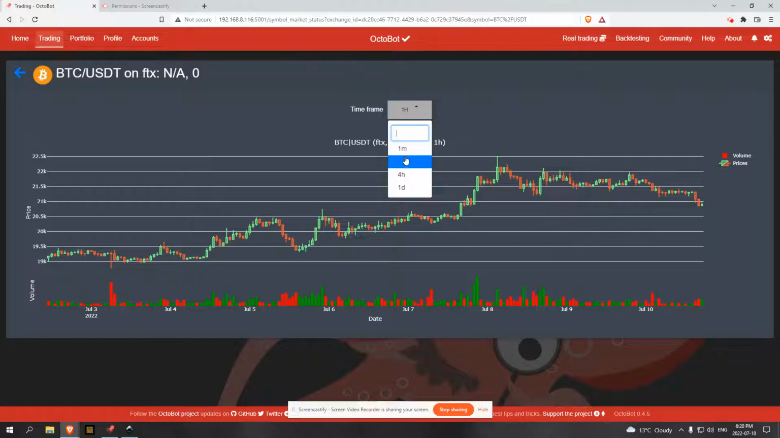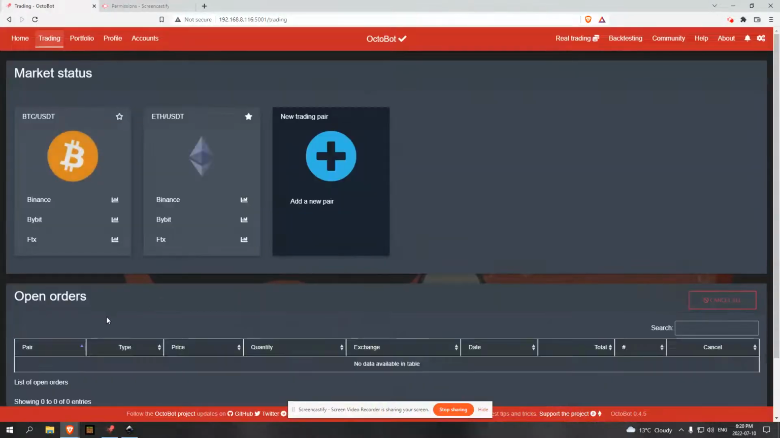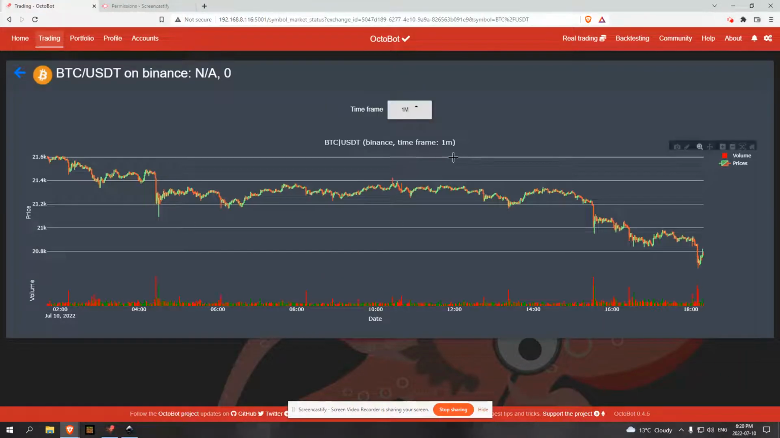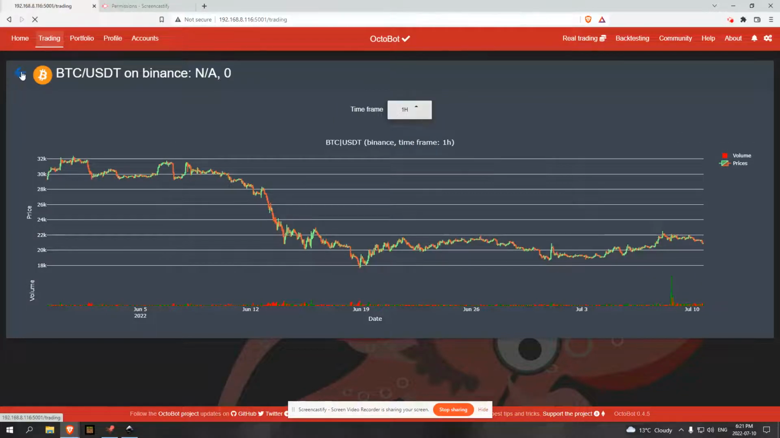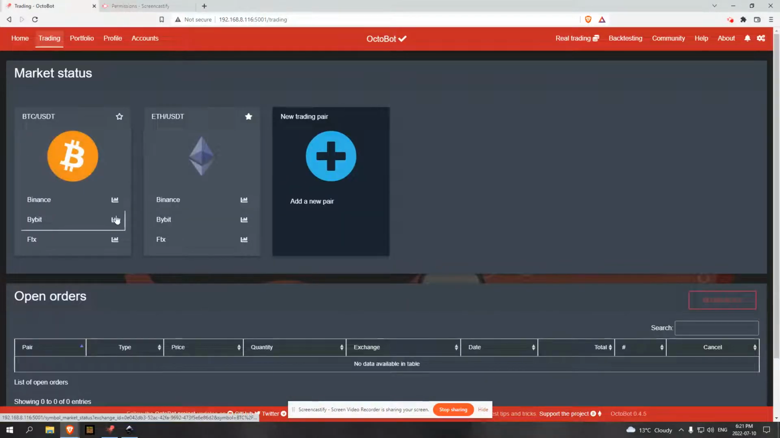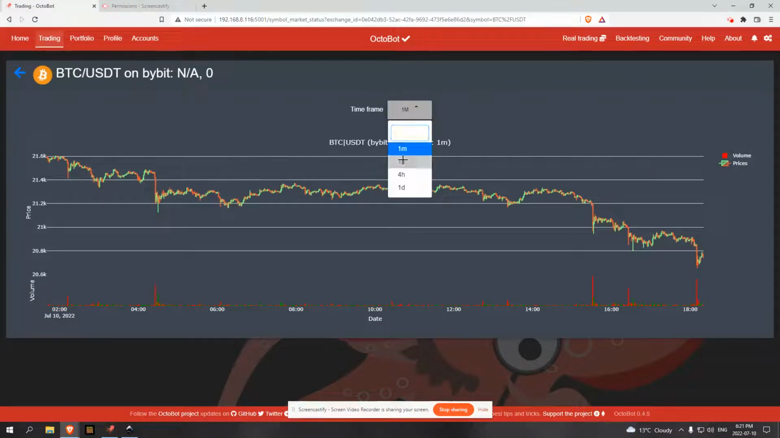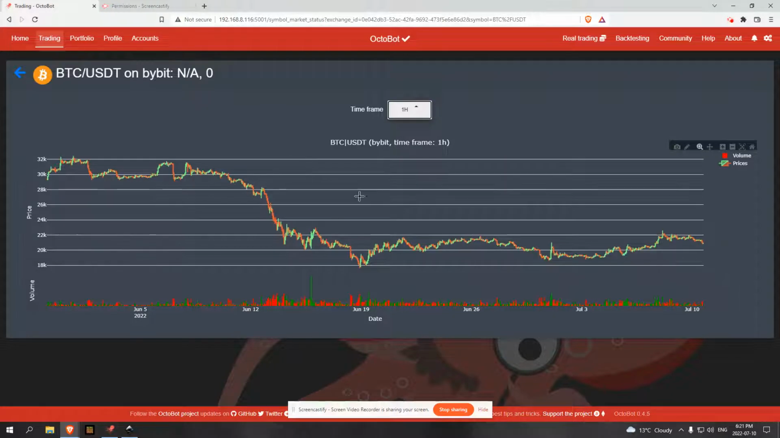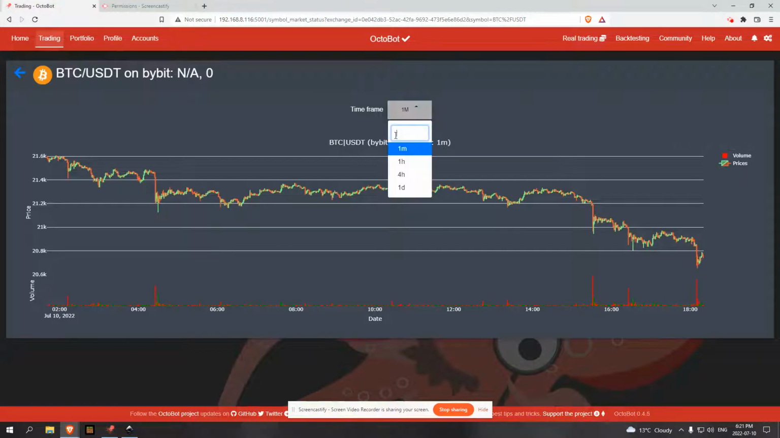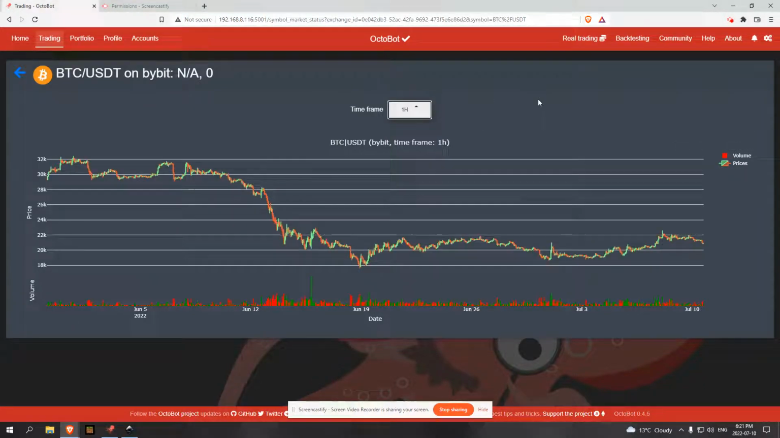So let's change that to the 1 hour one, and then go back to Binance. Let's see if that's also changed. Okay, let's go 1 hour. And let's try Bybit. See if this is actually changing or if this is just the view for the June. Yeah, okay, so it is actually changing. So it's just the default.